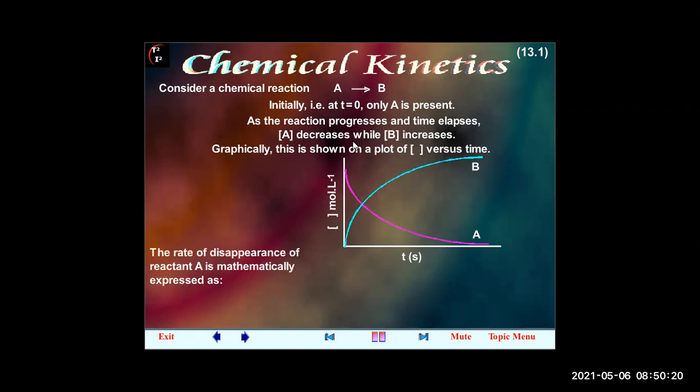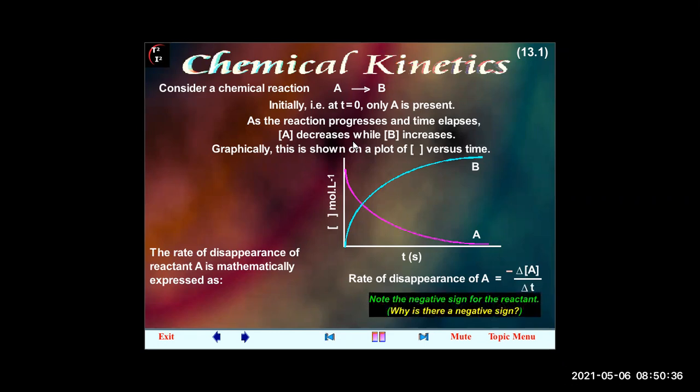The rate of disappearance of reactant A is mathematically expressed as: rate of disappearance of A equals negative change in concentration of A divided by change in time. Note the negative sign for the reactant. Why is there a negative sign?